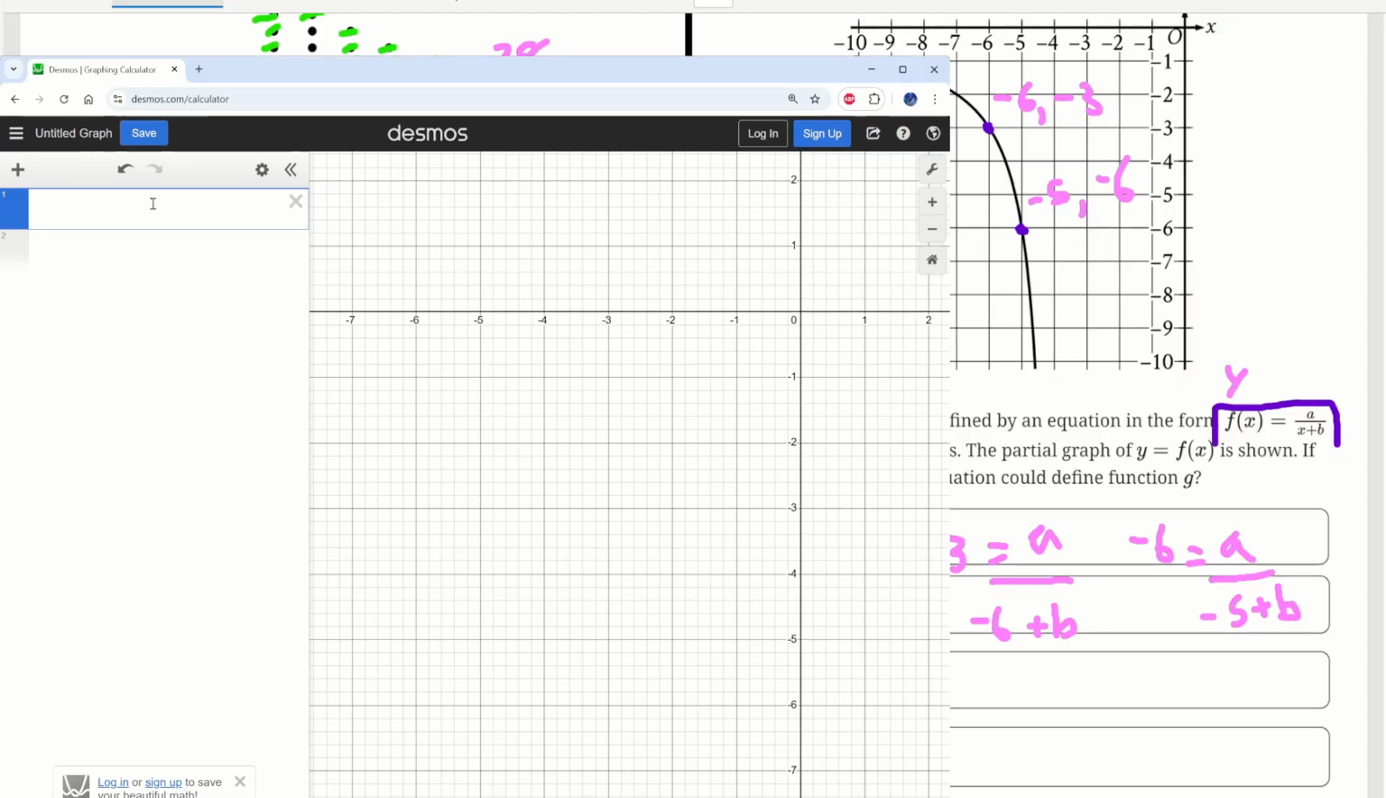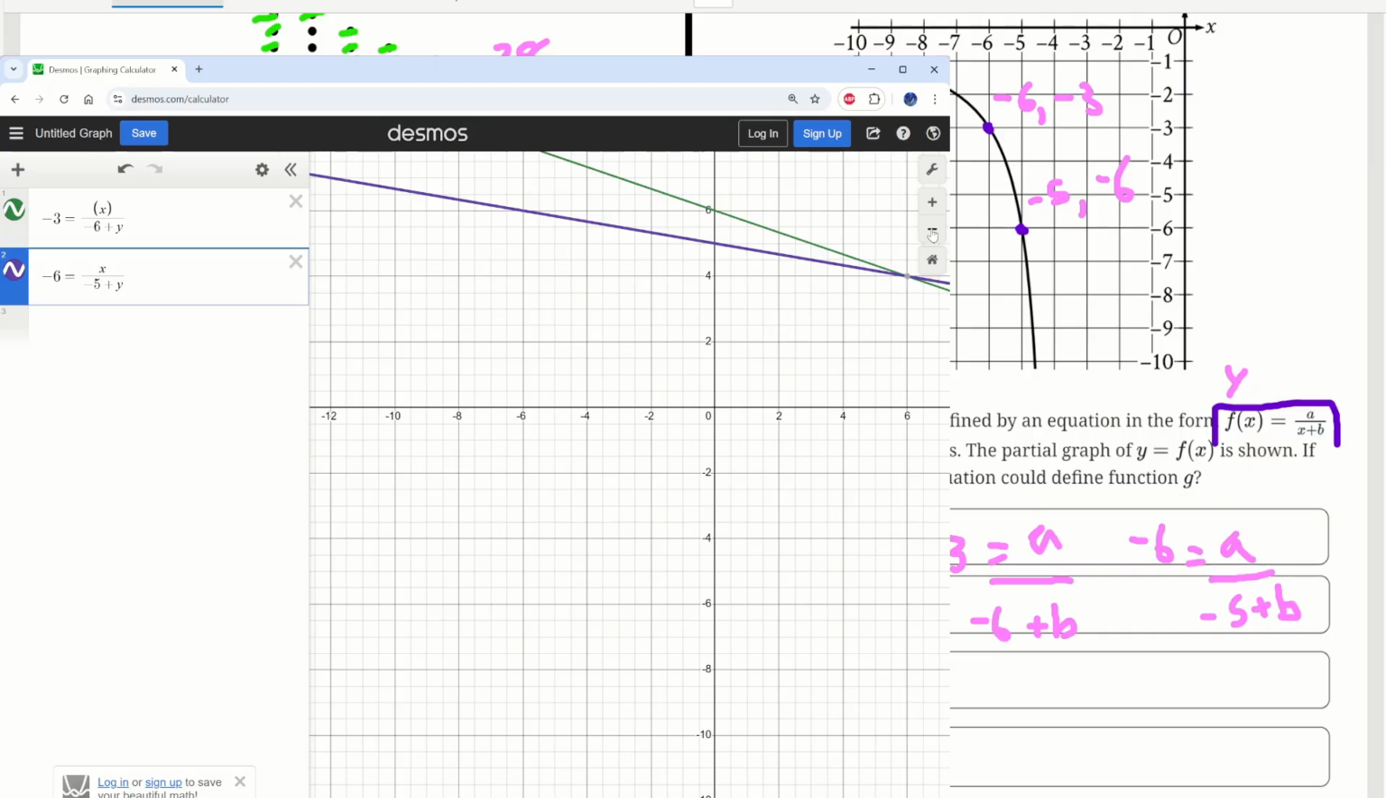So over here, we're going to type in our 2 functions, but notice what I do here. -3 is equal to x divided by, is that going to work if I do it like that? It does. -6 plus y. The reason I'm doing this is because I don't want to have to do any algebra. I want Desmos to do the algebra for me. So I use x and y for my a and b, divided by -5 plus y.